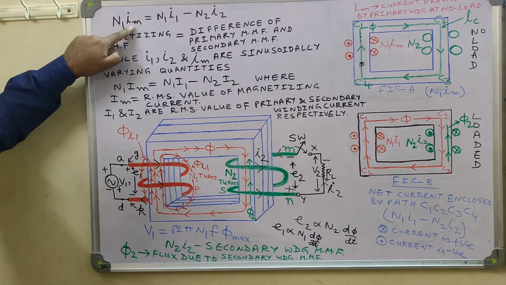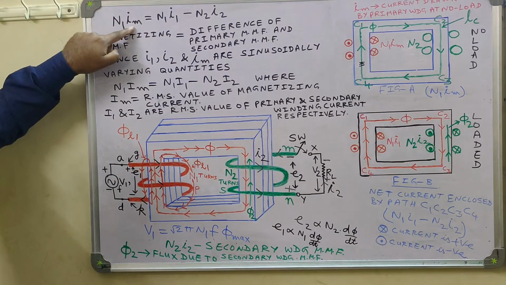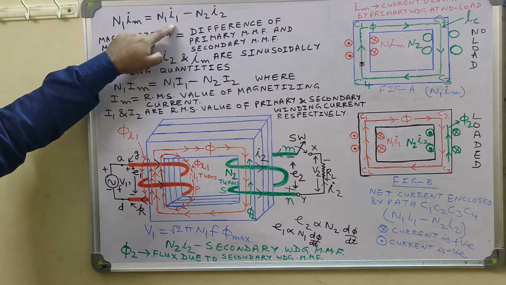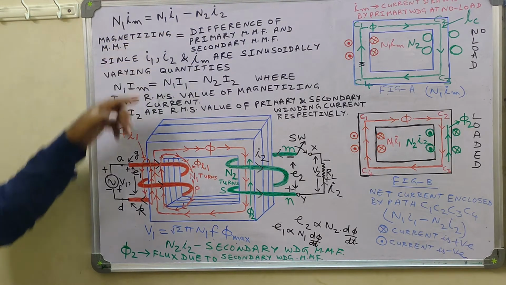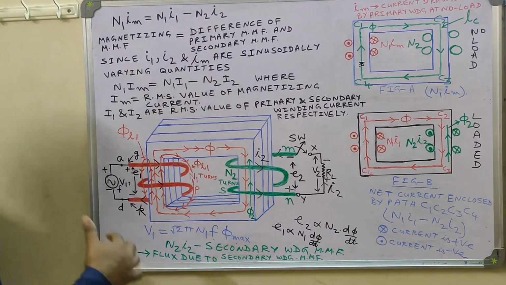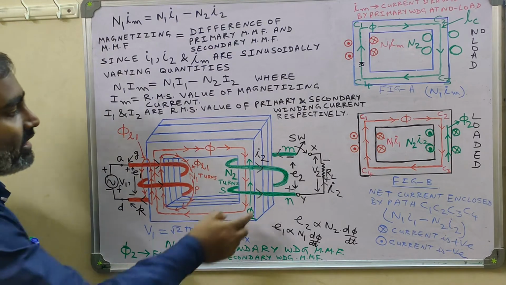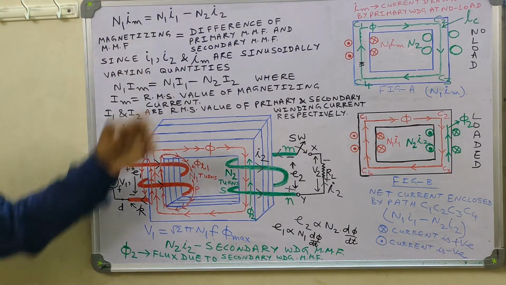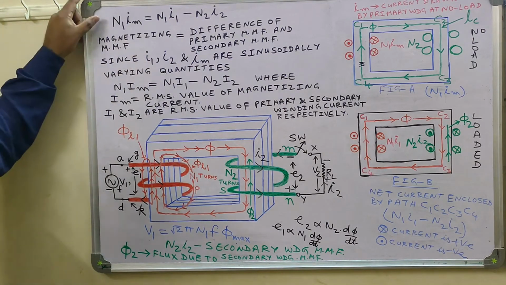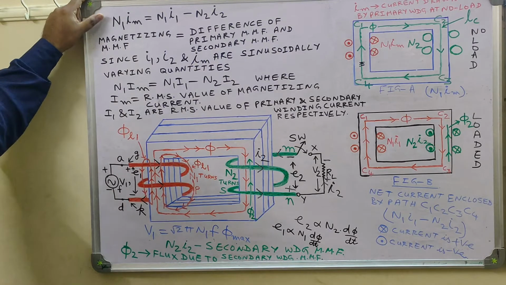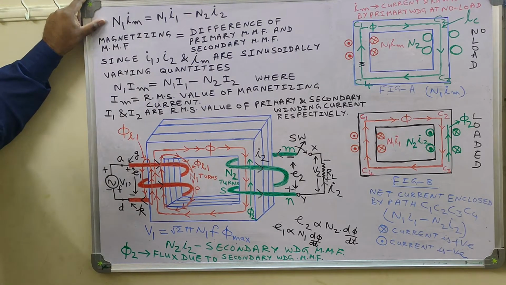Over here, small Im is the instantaneous value of the magnetizing current, small I1 is the instantaneous value of current carried by the primary coil P, small I2 is the instantaneous value of current carried by the secondary coil S. Since these are changing in a sinusoidal way, we have rewritten this equation, which was written on the basis of instantaneous values.